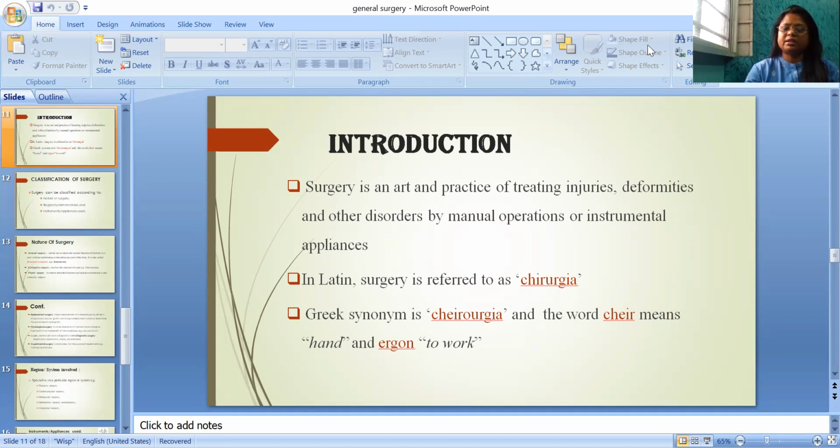In the Latin word, surgery is referred to as chirurgia. It is derived from chirurgia, and the Greek synonym is also chirurgia. Here the ch should be pronounced K in Latin, and in Greek it is ch. The word chir means hand and ergon means to work. So remember the Latin word chirurgia and the Greek synonym.